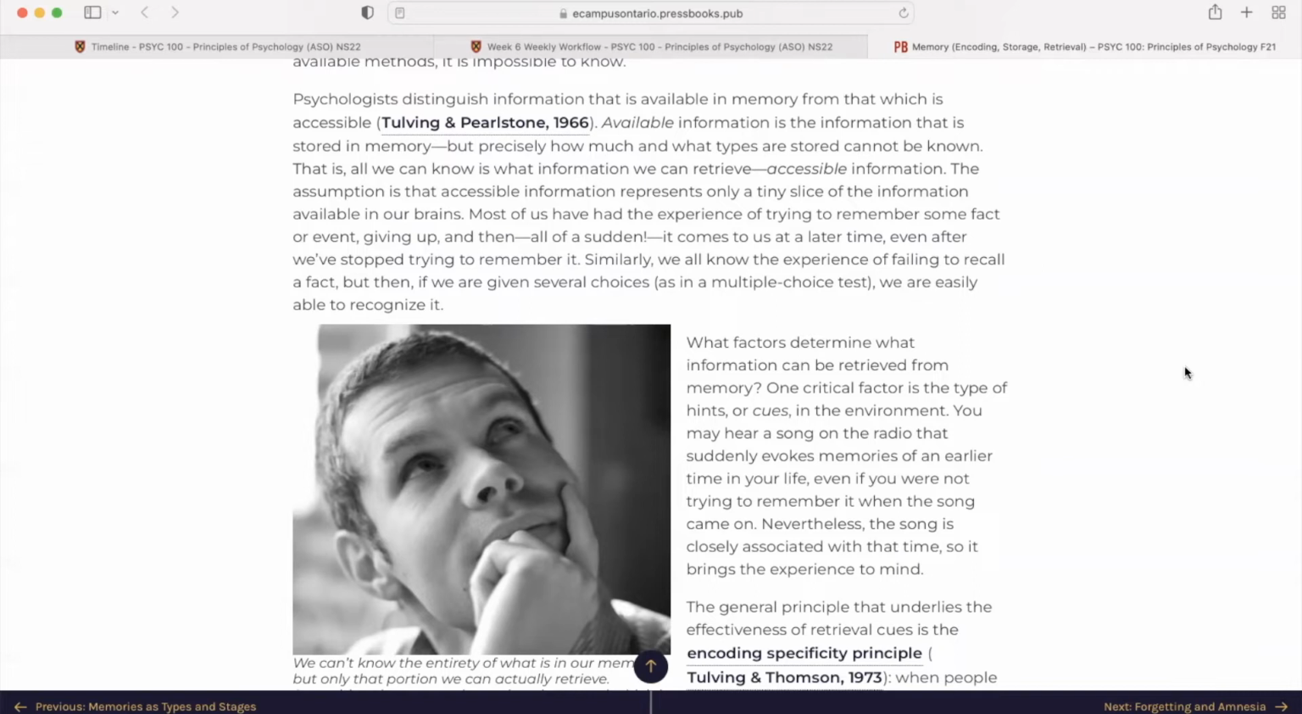Most of us have had the experience of trying to remember some fact or event, giving up, and then all of a sudden, it comes to us at a later time, even after we've stopped trying to remember it. Similarly, we all know the experience of failing to recall a fact, but then if we're given several choices, as in multiple choice tests, we are easily able to recognize it.